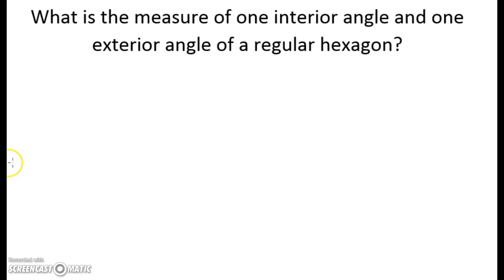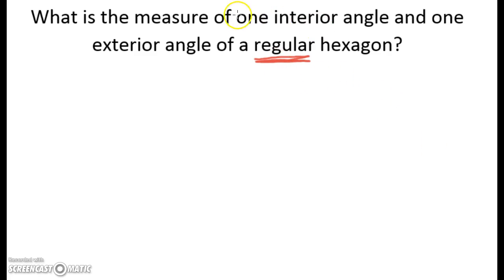This question is asking what is the measure of one interior angle and one exterior angle of a regular hexagon. Okay, so there's a couple things that are important here. The first thing I see is that we're talking about a regular hexagon. So that means that in this hexagon, all of the angles and all of the sides are exactly the same, because that's what regular means.